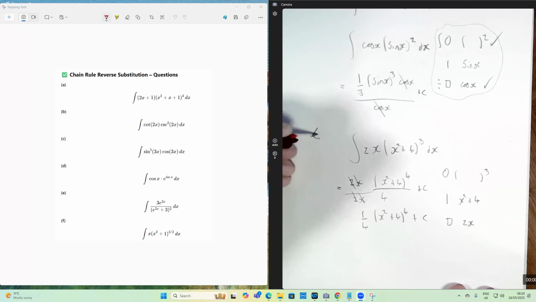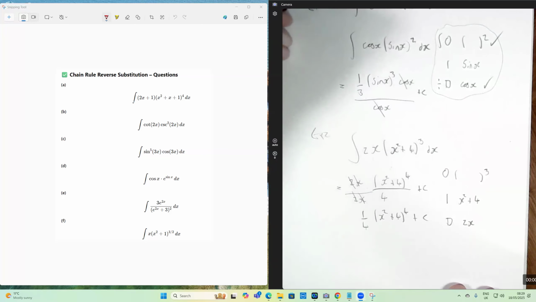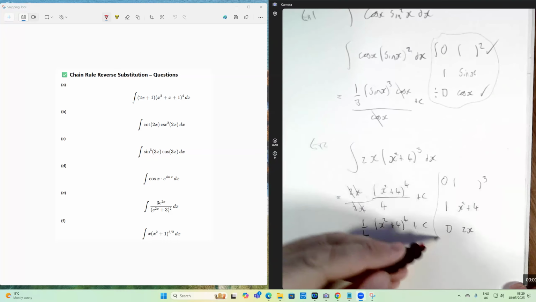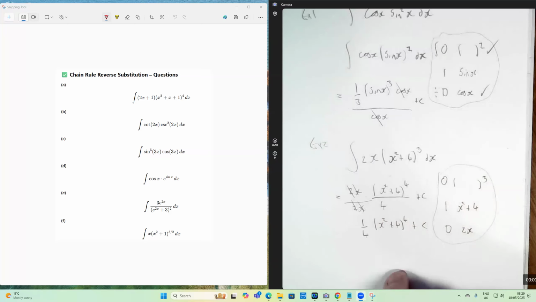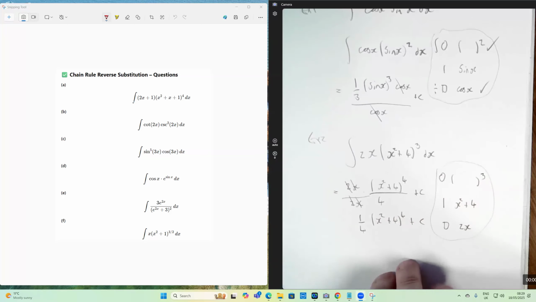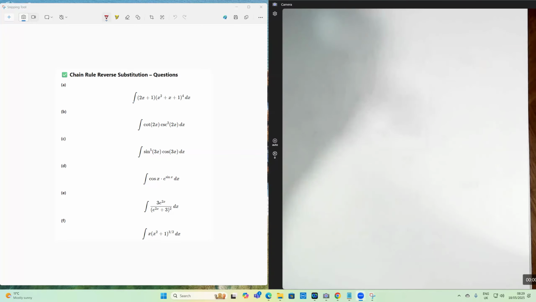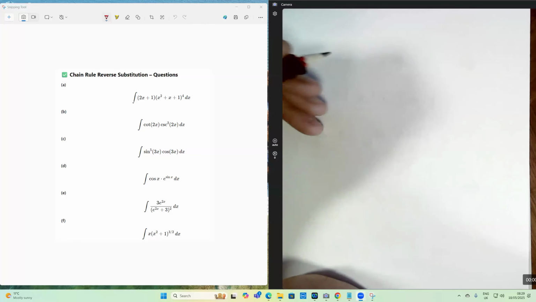Okay, so that's example 2 and that's example 1. That's two examples of how I would think about it: identify the outer, the inner, and the derivative. Okay, there's a few questions here. Let me have a quick look at some of these and think about how we might do them. So let's think about this first one.